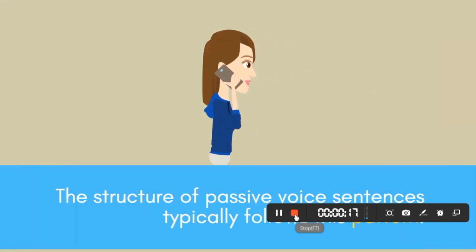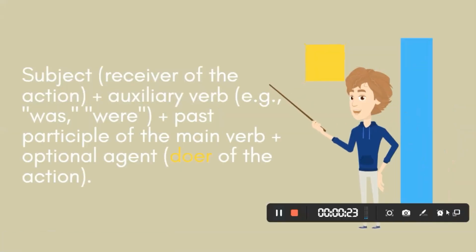The structure of passive voice sentences typically follows this pattern. Subject, receiver of the action, plus auxiliary verb, for example, was, were, plus past participle of the main verb, plus optional agent, doer of the action.